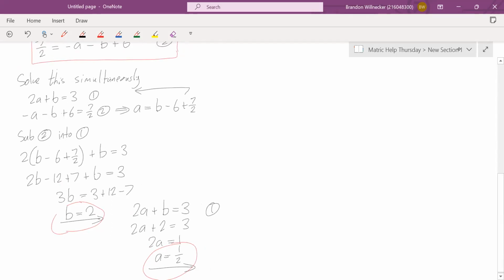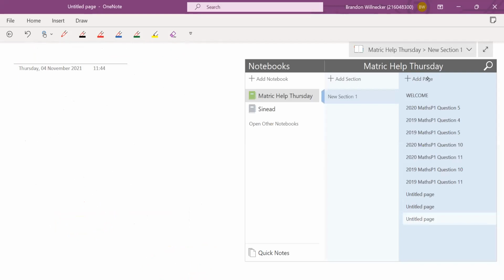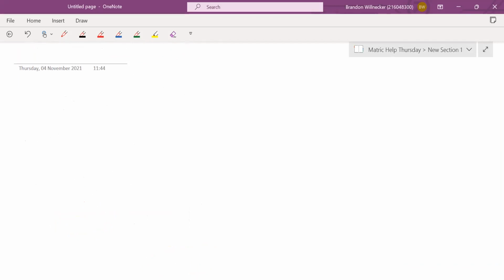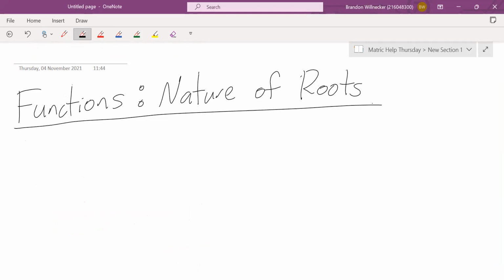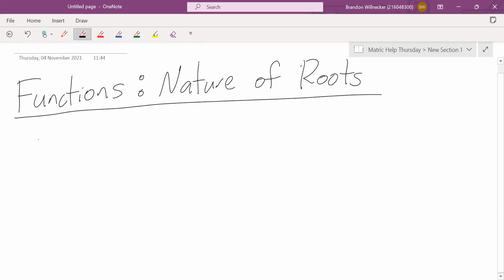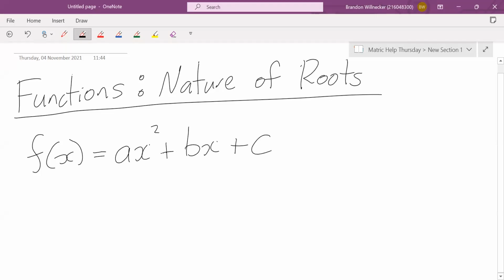Okay, let's take a look at this next question here on the nature of roots. Someone asked for that. Okay, so we're still dealing with the function section, but we're looking at the nature of roots. So let's say we have some quadratic f that's going to be ax squared plus bx plus c. And we want to know what are the nature of roots for this.